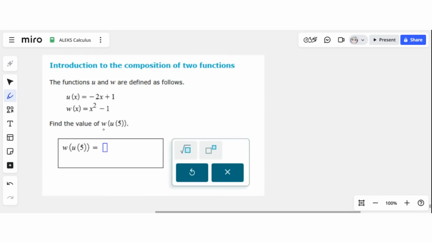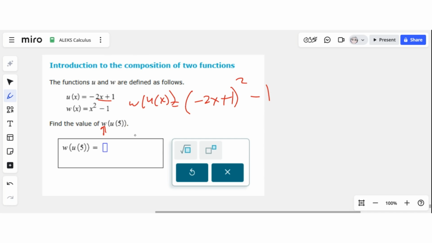What I like to do is start with the outside function here. In this case, that's w. And I'm going to write it, but with a parentheses in place of the x. So x squared minus 1. That's my function for w. Now to put u into w, we're going to take all of u and stick it in the parentheses. So negative 2x plus 1. So that is our composed function. This is w of u of x.